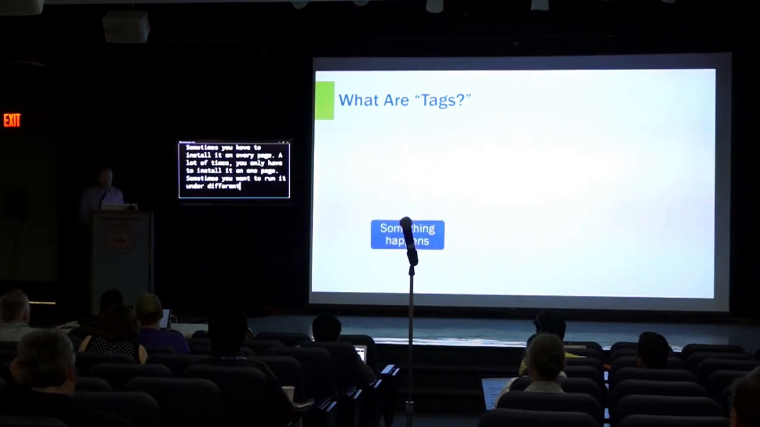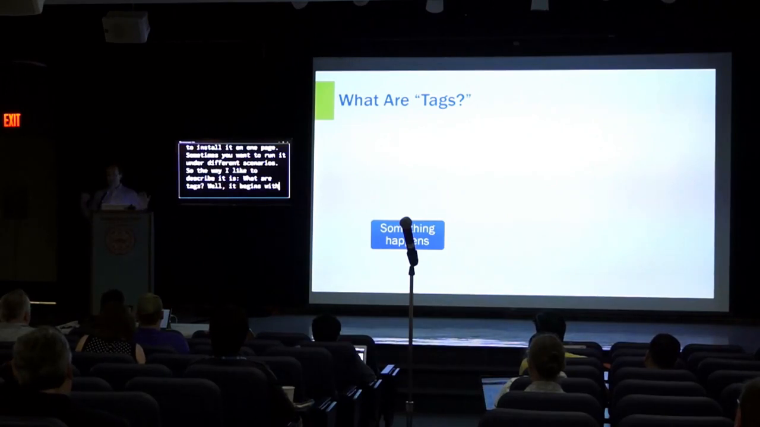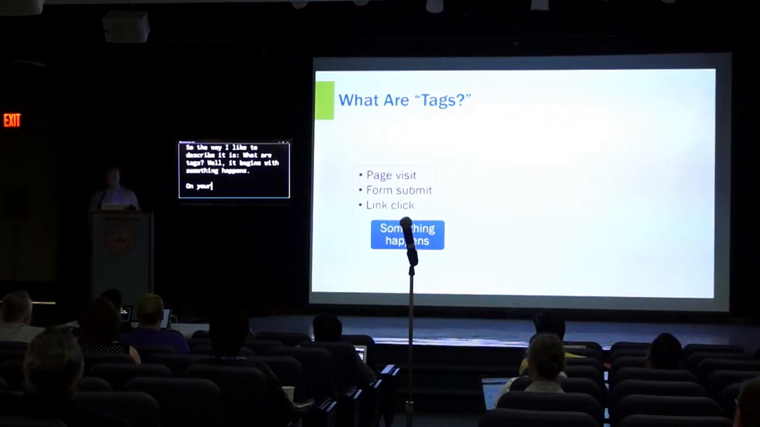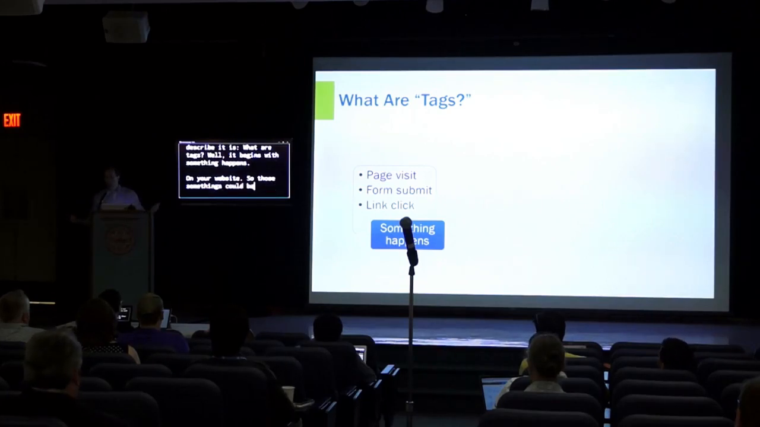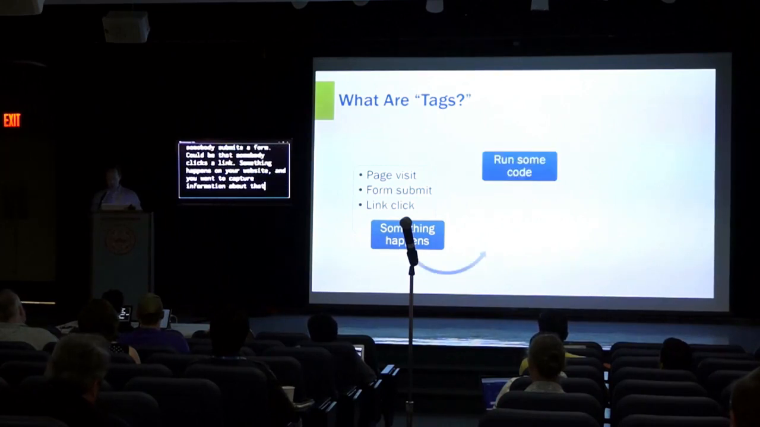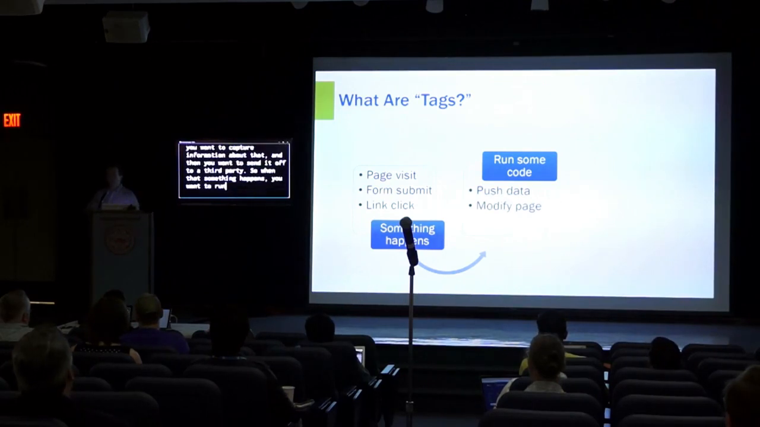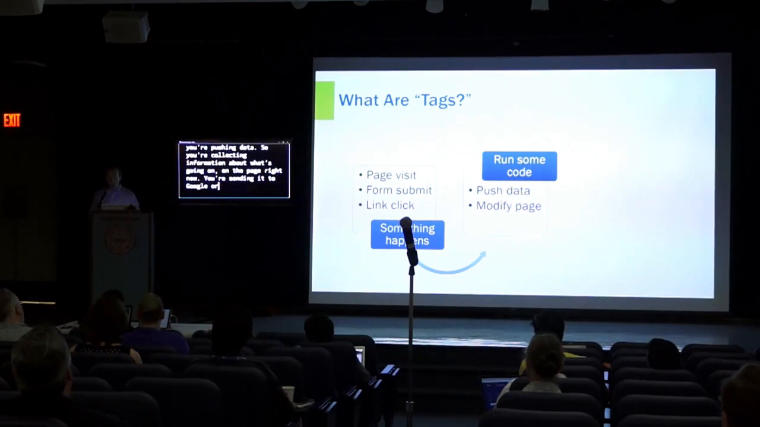So the way I like to describe it is, what are tags? Well, it begins with something happens on your website. Those somethings could be the page loads, it could be that somebody submits a form, could be that somebody clicks a link. Something happens on your website. You want to capture information about that, and then you want to send it off to a third party. So when that something happens, you want to run some code. Usually what you're doing is you're pushing data, so you're collecting information about what's going on the page right now. You're sending it to Google or Facebook or whoever the third party is.